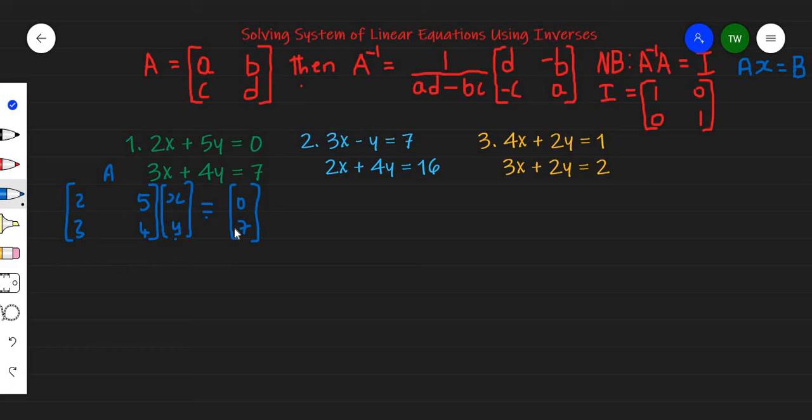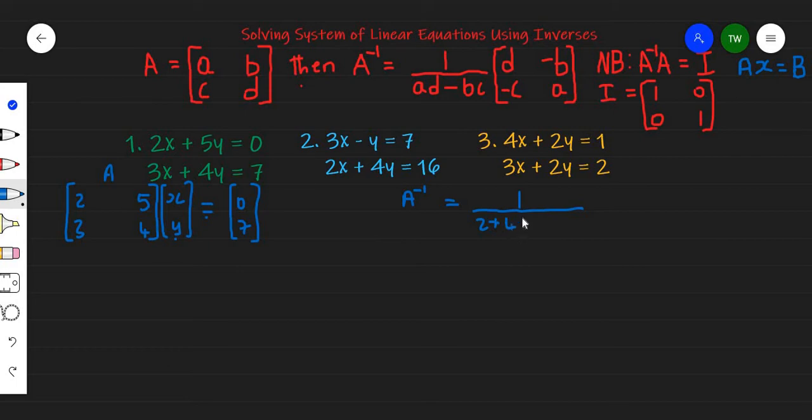Now what you need to do is to multiply both sides of the equation by A inverse. Now I don't have A inverse, I have A. So that means I need to find A inverse. So I'm going to come over to the side here, and I'm going to find A inverse. So A inverse is going to equal 1 over the product of the main diagonal, which is 2 times 4. So I'm going to write it here. It's going to be 2 multiplied by 4.